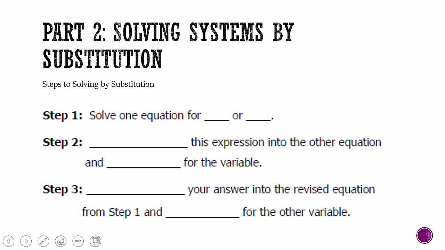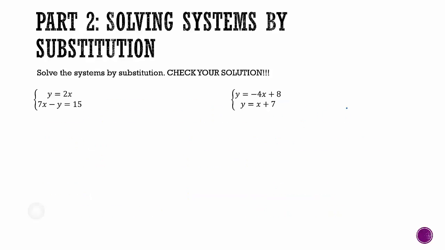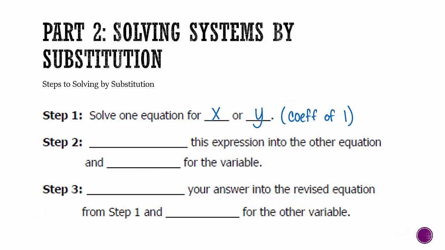So here are your steps to solving by substitution. You need to solve one equation for either x or y. And it doesn't matter which one you solve for, but pick one that's easy. So you want one with a coefficient of 1, which means if you're looking at an equation like 3x plus y equals 6, it's going to be easiest to get y by itself because all you have to do is subtract. A lot of people want to get the x by itself, but we would have to end up dividing by 3, which makes things messy.